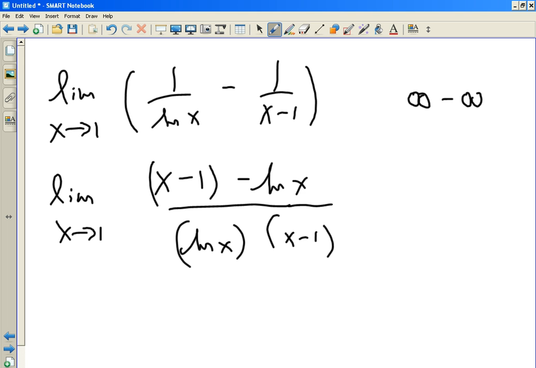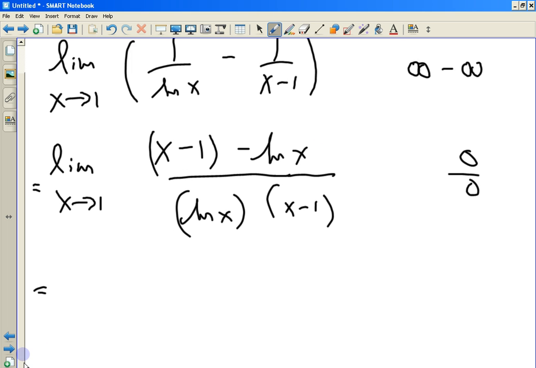Now what do you have if you plug in 1? Well, 1 minus 1 is 0. Ln of 1 is 0. 0 minus 0 is 0. Ln of 1 is 0, 1 minus 1 is 0, 0 times 0 is 0. This is a 0 over 0 case now. Aha! We can do L'Hopital.